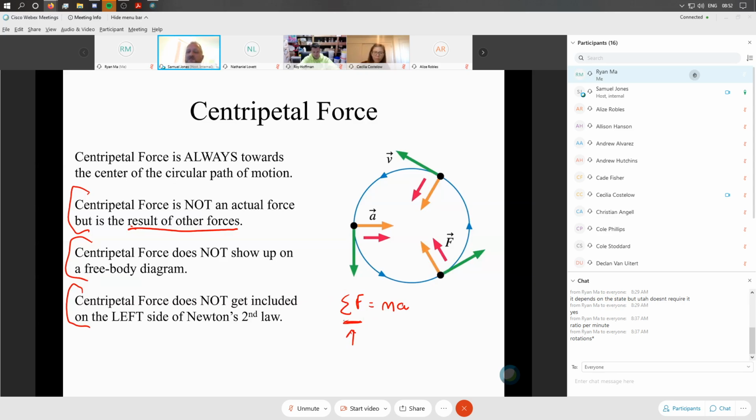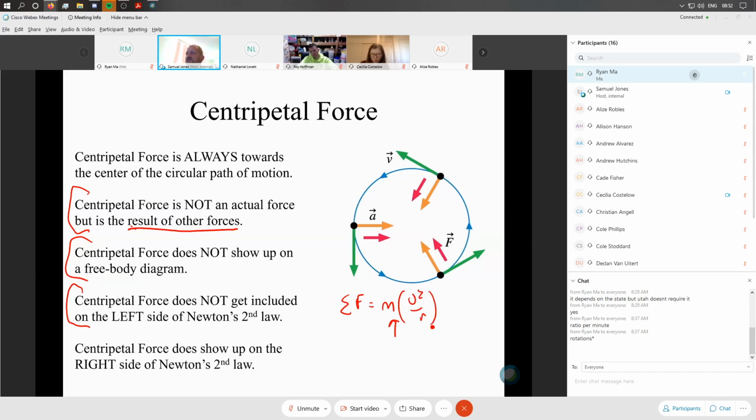Okay? Where does centripetal force show up? It shows up on the right side. Now, why do I say that? Well, if an object is going in a circle, I know what its acceleration has to be. The fact that it's going in circular motion means that I know that the acceleration on the right side of Newton's second law must be v squared over r. So the result of all those other forces is that I end up with centripetal force on the right side. It's the result of all the other forces.